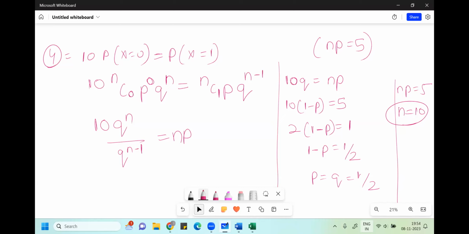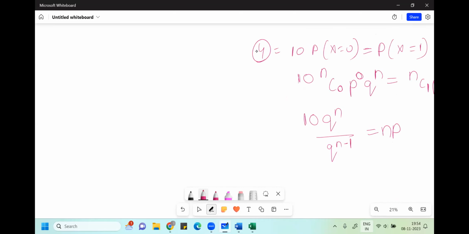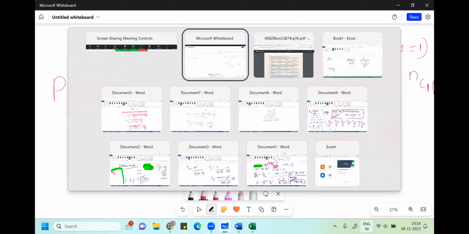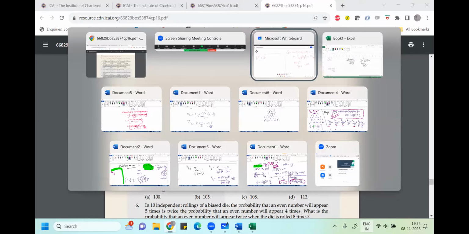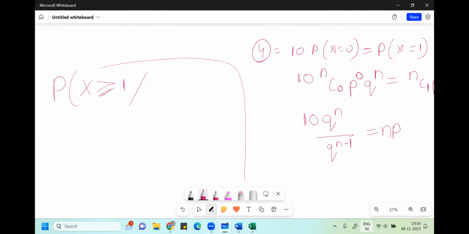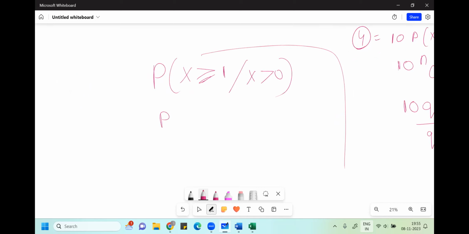So once you get this, in this question they are asking us to find the probability that x is greater than or equal to 1, where x is greater than 0. There's no point in giving x greater than 0, because whenever we work on probability, we cannot work on a negative outcome. The outcome is always greater than 0 only. They're asking us to find the probability that x is greater than or equal to 1.